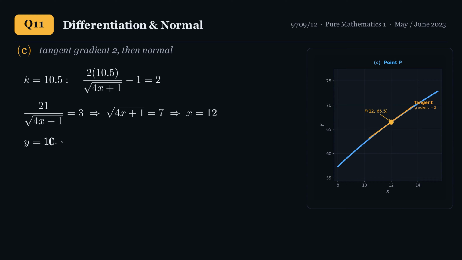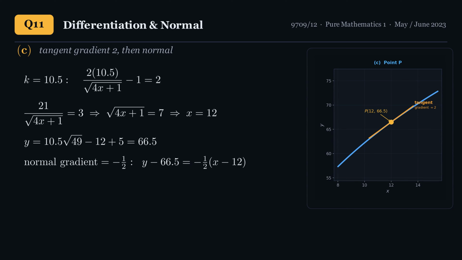Find y at that point. Y equals 66.5. Normal gradient is minus 1/2. Normal equation, y equals minus 1/2 x plus 72.5. Question 11 complete.